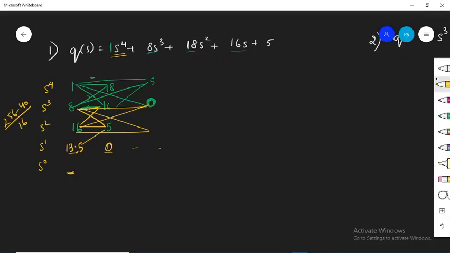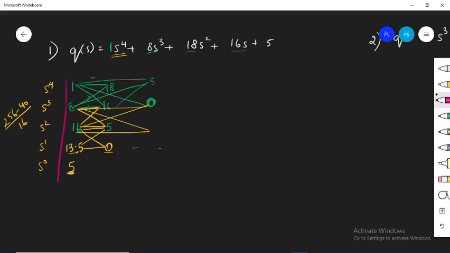13.5 into 5 minus 16 into 0 divided by 5. 13.5 into 5 divided by 13.5. So it will come out to be equal to 5. Okay. So now you have to look into this one.